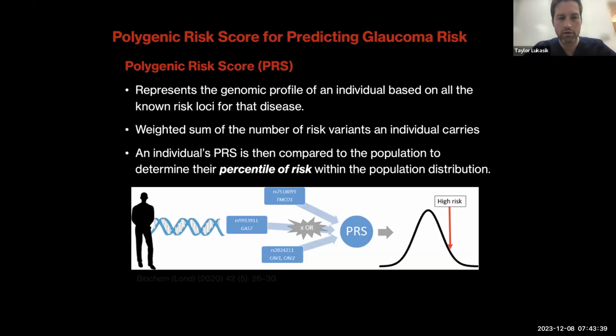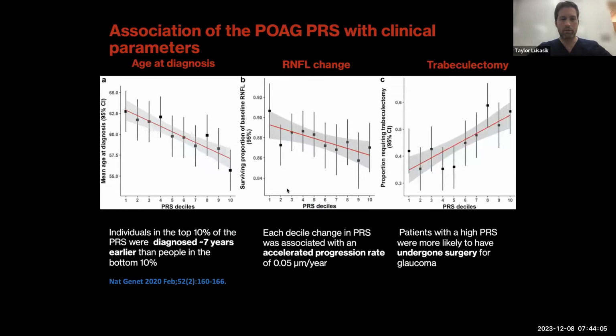The polygenic risk score represents a genomic profile of an individual based on all of the known risk loci for that disease. So for POAG, there are 312 loci, and for primary angle closure glaucoma, there are 8 loci that have been identified. So they take the sum of these loci that an individual carries and compare them to the population to determine their percentile risk within the population distribution. There were strong associations between POAG and the PRS. If we look at the age of diagnosis, individuals in the top 10% of the PRS were diagnosed with glaucoma 7 years earlier than people in the bottom 10%.